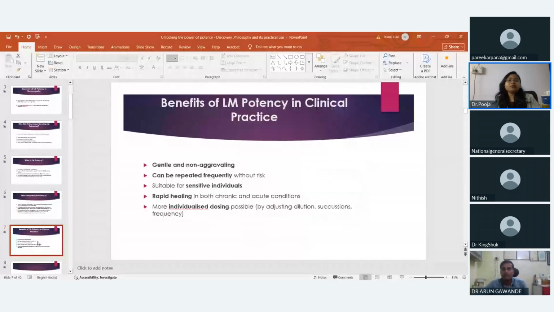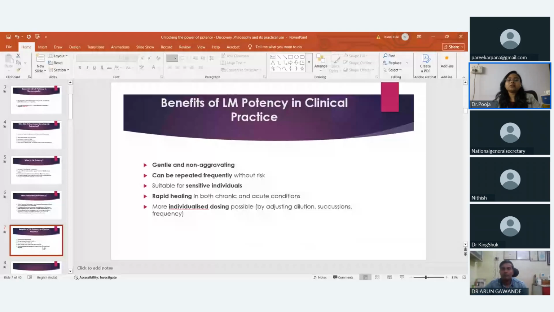Now let's see the benefits of LM potency in our day-to-day clinical practice. It is a very gentle and non-aggravating potency. We can repeat it frequently without any risks. It is very suitable for sensitive and delicate patients. It gives rapid healing in both acute and chronic conditions, and more individualized dosing is possible in this potency. We can adjust doses, dilution, and succussions. So this is all about the discovery part of potency.